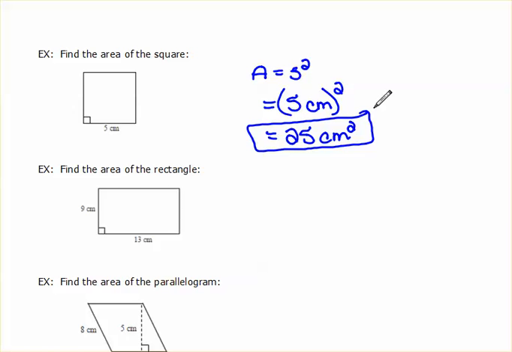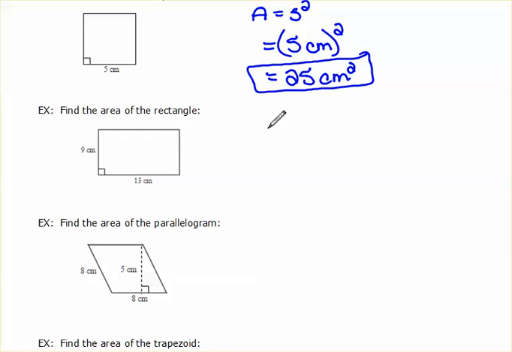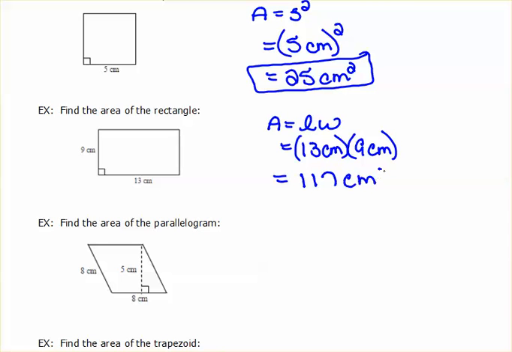Next we have find the area of the rectangle. So I would need to go back to my formula sheet and find the area formula for a rectangle, which in this case would be area equals length times width. So that means that our length here is 13 centimeters. And our width here is 9 centimeters. So when I multiply 13 times 9, I end up with 117 square centimeters. Very good.